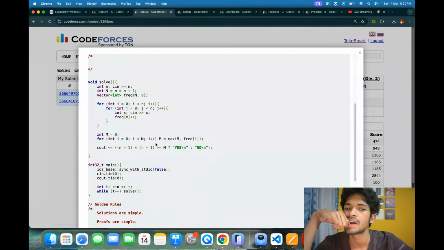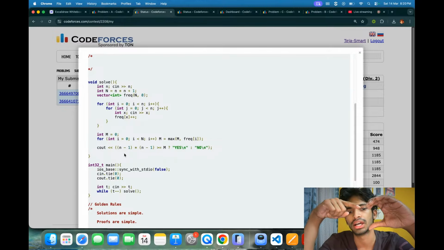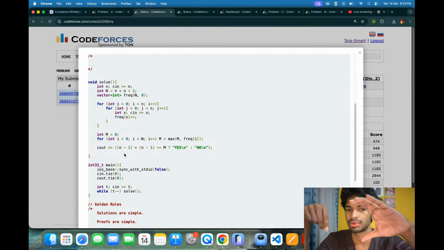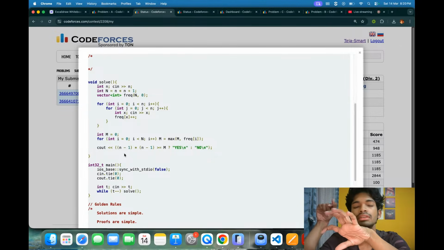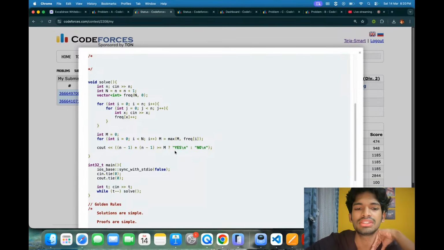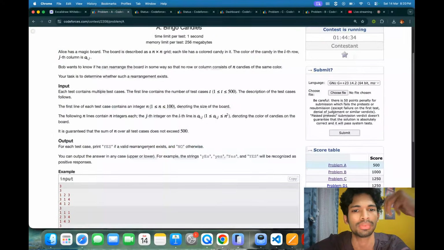So if m is greater than that, you can say this should be less than or equal to that at max n minus n max n minus 1. And then this will have 1. So this is yes, but is there any other case where it will also be yes?